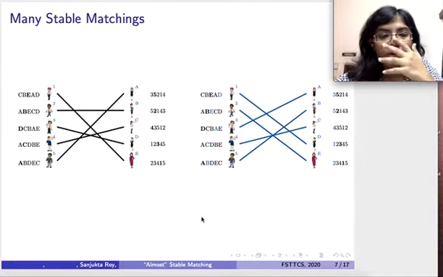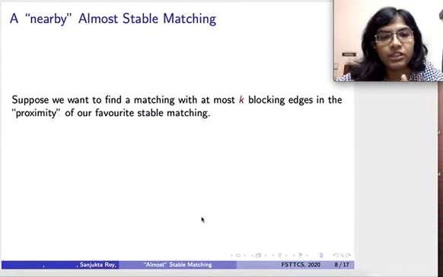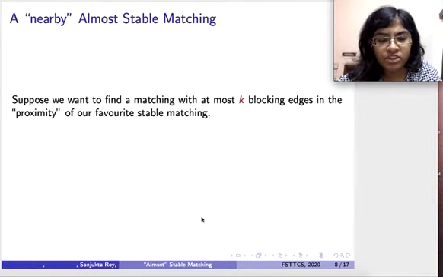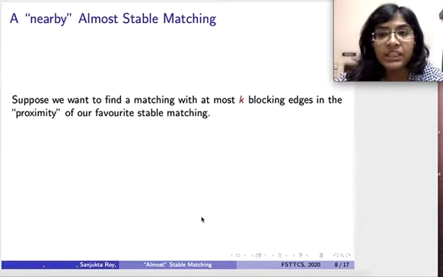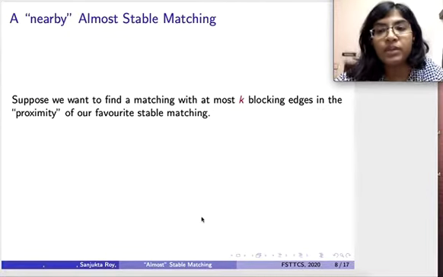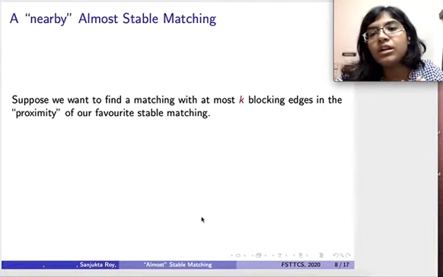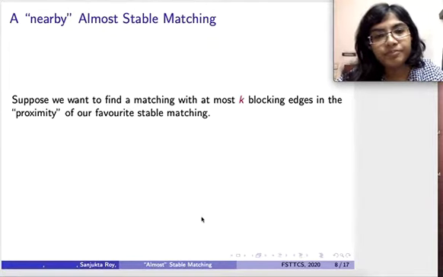Now suppose I have a favorite stable matching, or you have a favorite stable matching. Now instead of asking whether I can get a matching whose size is t more and has at most k blocking edges, I want to reduce the search space. I'm saying that I want a matching which is close to my favorite matching, because this is the matching I like. So I want a matching which is close to my favorite matching, which does not have too many blocking edges, and which also matches more agents, right?